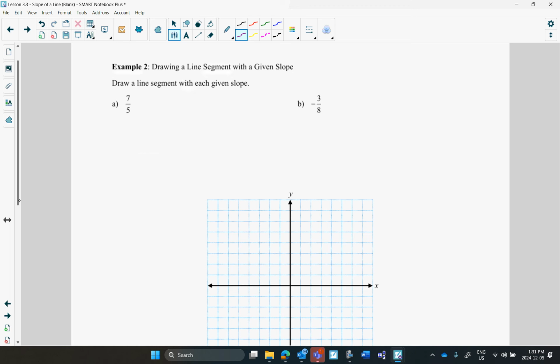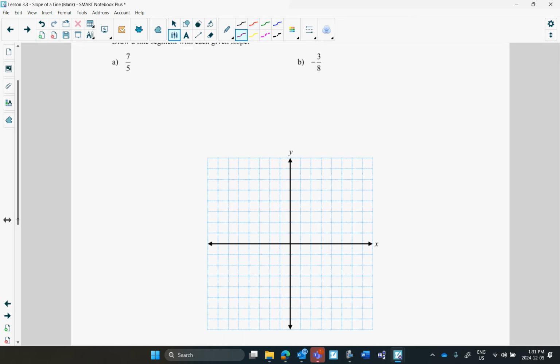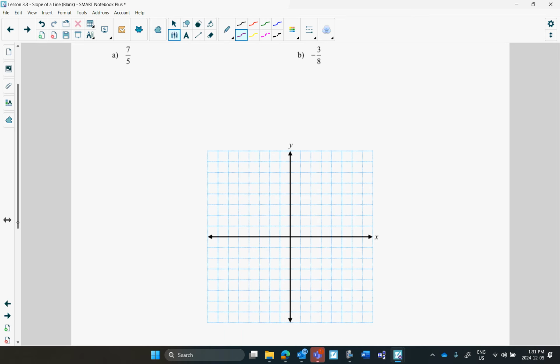So now you've got to go the opposite way. You're given the slope. You've got to draw a line segment on this grid that has that slope. How would you go about doing that? How would you draw a line segment that has a slope of 7 over 5? What would you do first here?